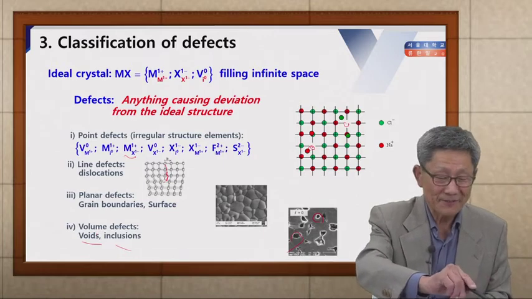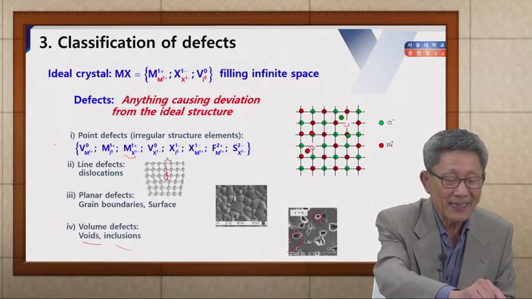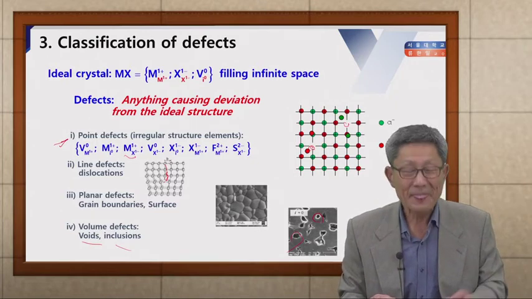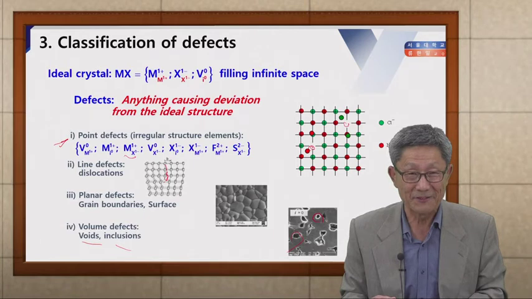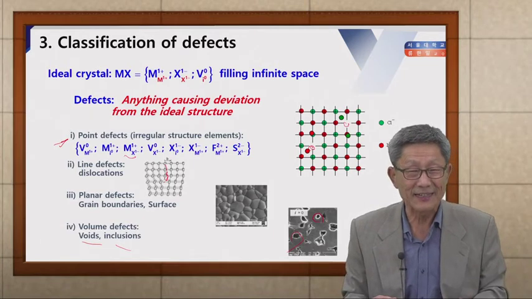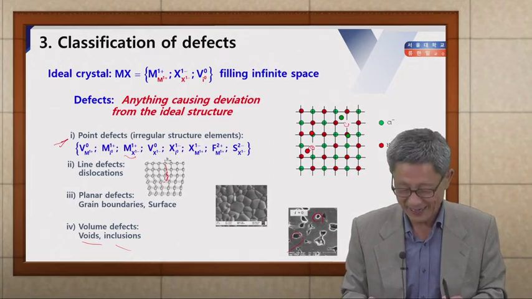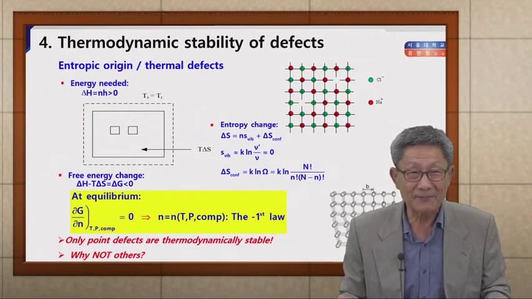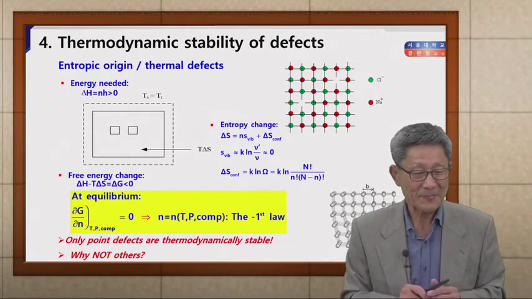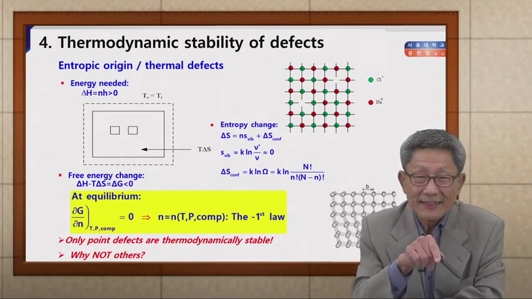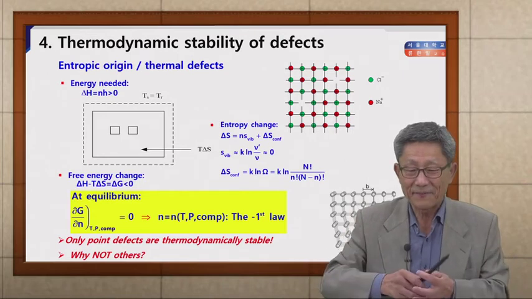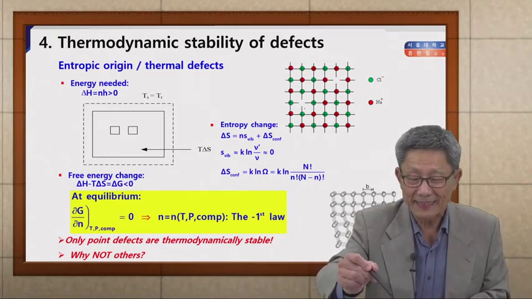Now, in this course, defect chemistry, we pay most of the attention to the point defects because they are thermodynamically stable, and the other defects are not thermodynamically stable. Now you know why. Here is the reason why only the point defects are thermodynamically stable. Let us suppose that we are generating a vacancy out of the perfect lattice.